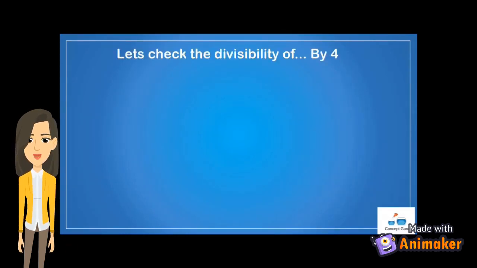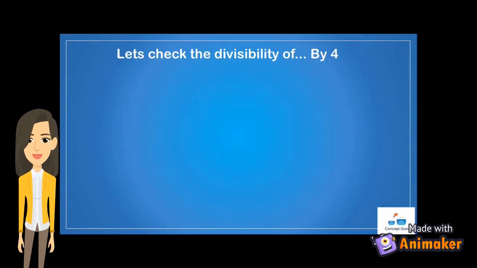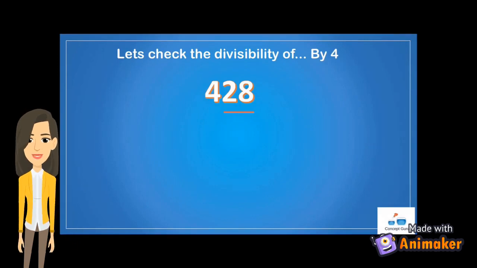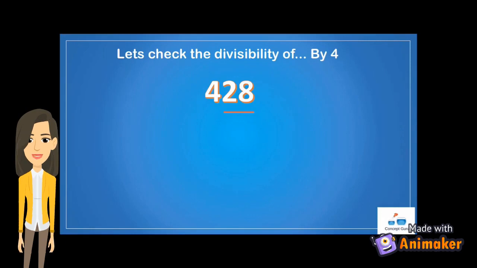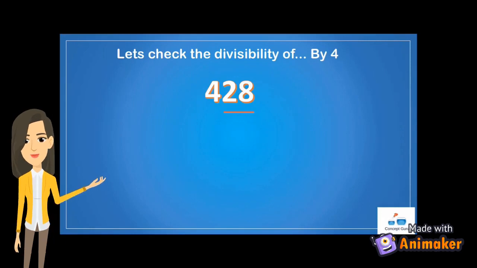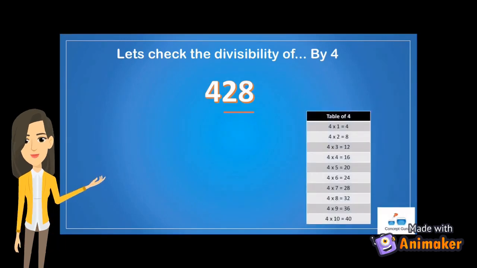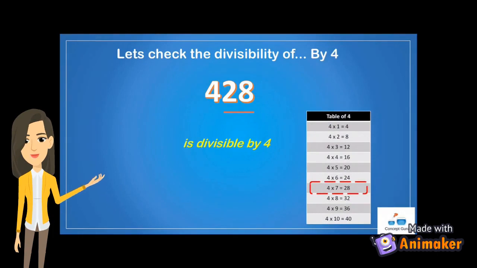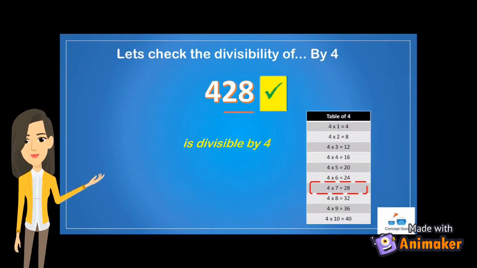Now let's check the divisibility of another number by 4, like 428. So what is the number formed by the last two digits? It is 28. Now our next step is to find out whether 28 appears in the table of 4. Yes, it does. And is it safe to say now that 428 is divisible by 4? Yes. Very nice.